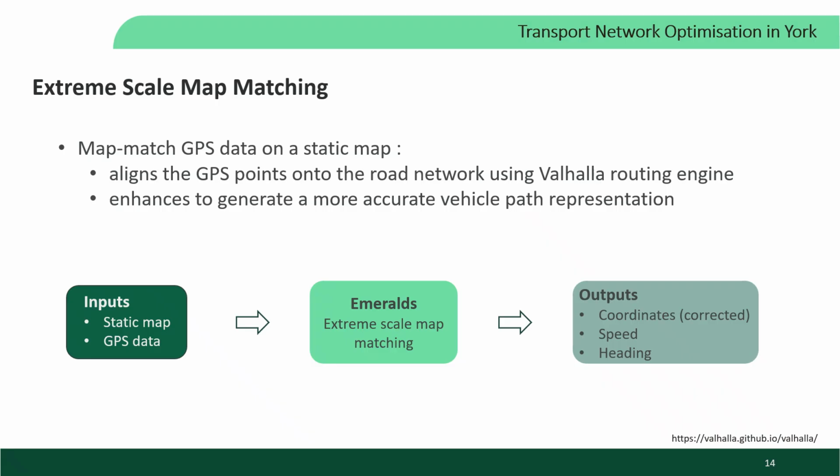As inputs, it takes a static map, device ID, timestamp, coordinates, and these inputs are fed into the MOLs for map matching. As outputs, we get corrected coordinates, estimated speeds, and heading direction.